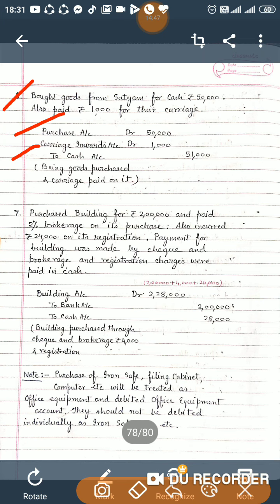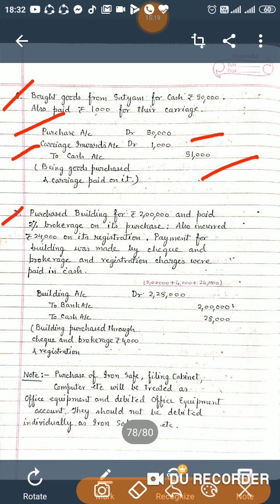So carriage inward, why are we using carriage inward? Because we are incurring carriage expenses while we are bringing that goods to the business house. So carriage inward we are using; it is an expense increasing in the business, so it should be debited. Cash is an asset, it is decreasing in the business, so it should be credited with 51,000, being goods purchased and carriage paid on it.